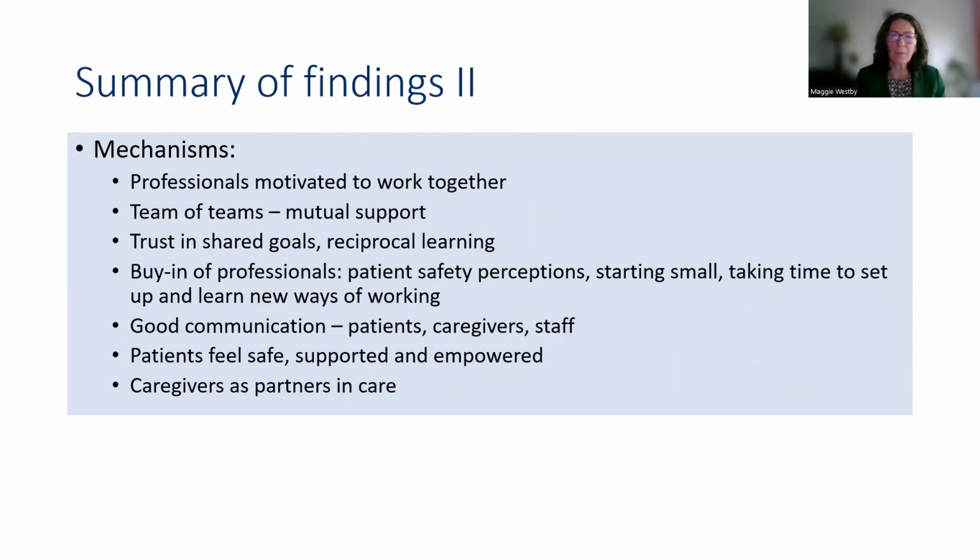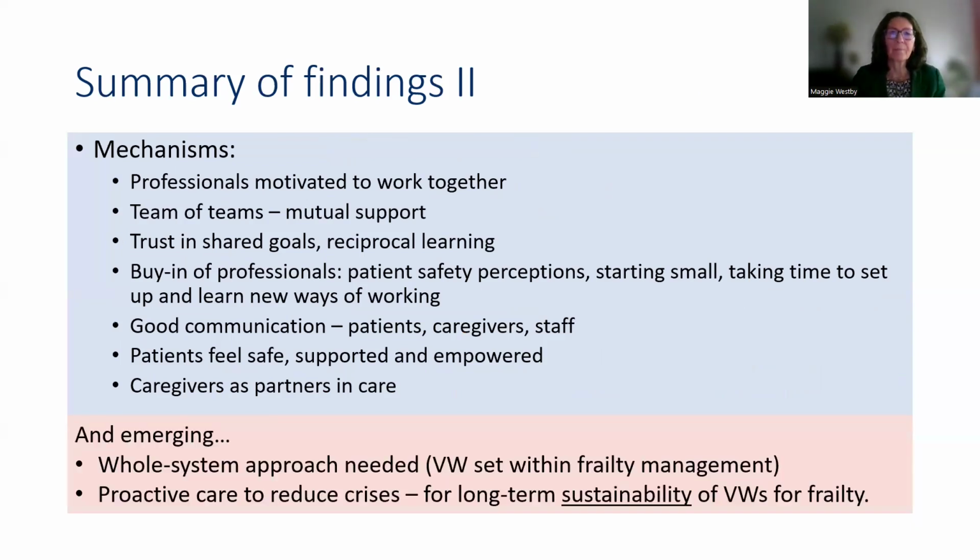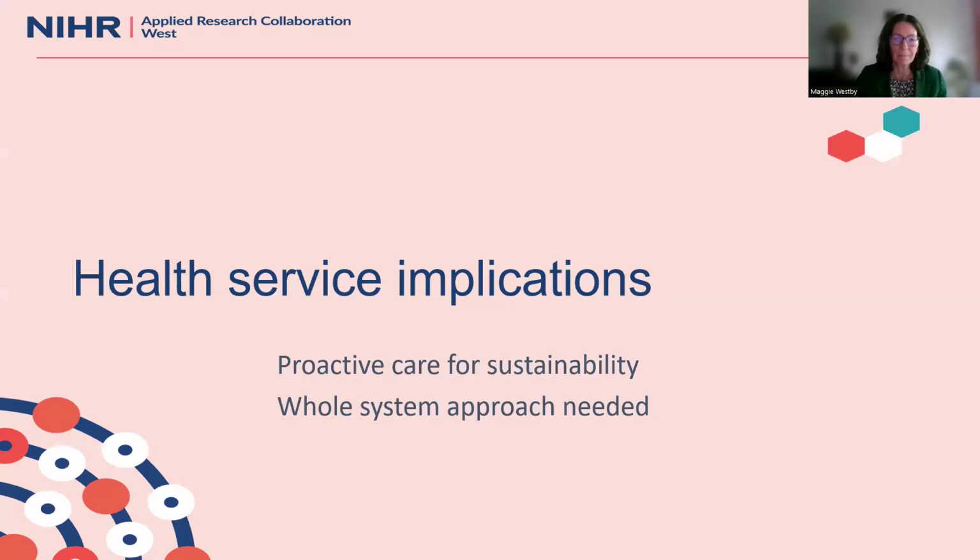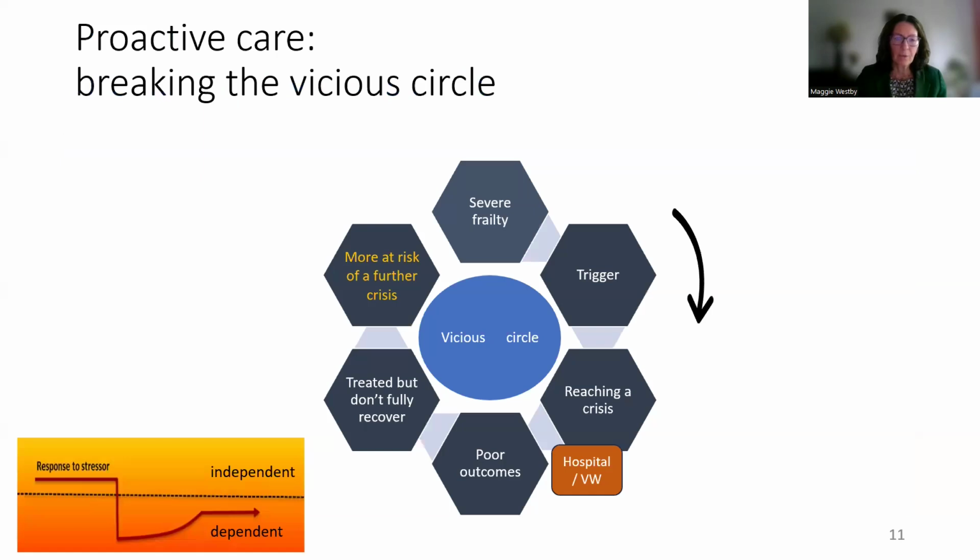There were a number of mechanisms we identified, which I'll briefly run through. So professionals motivated to work together, team of teams, trust in shared goals, the buy-in of professionals, good communication, and patients feeling safe, supported and empowered, and caregivers as partners in care. And also emerging from this realist review were some other things, which included a whole system approach, the need for that, and proactive care to reduce crises for the long-term sustainability of virtual wards for frailty. So moving on to talk about that.